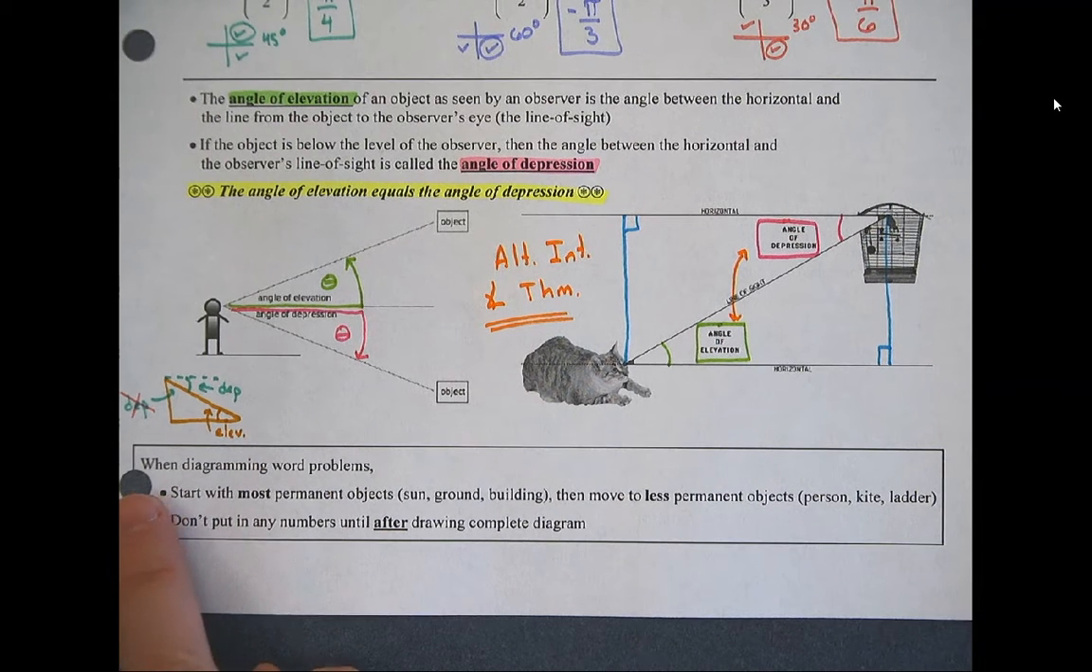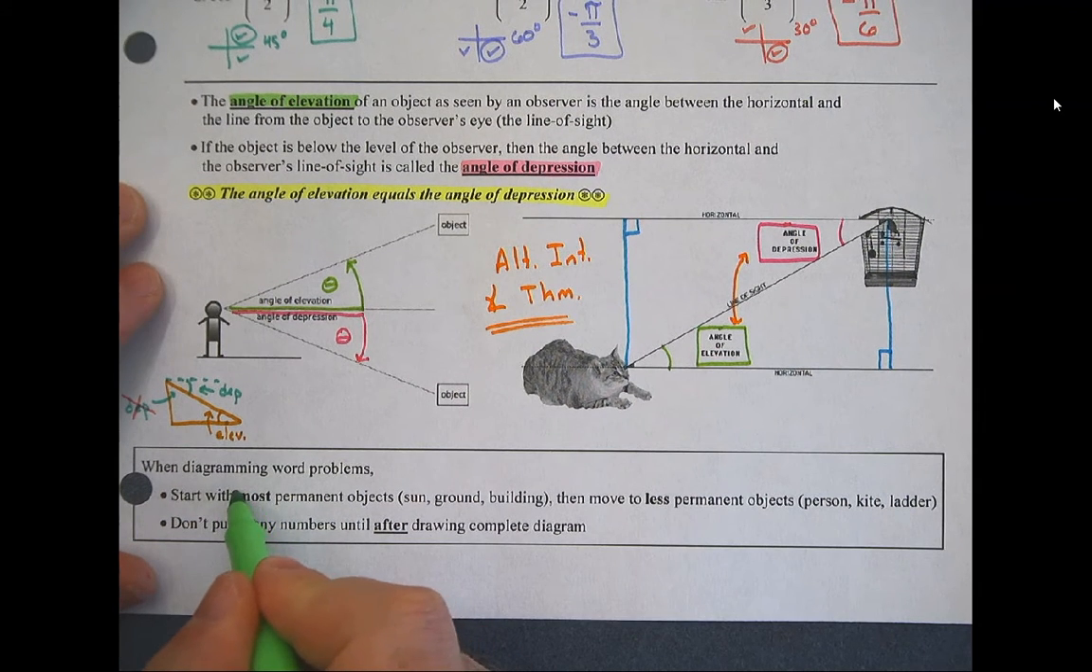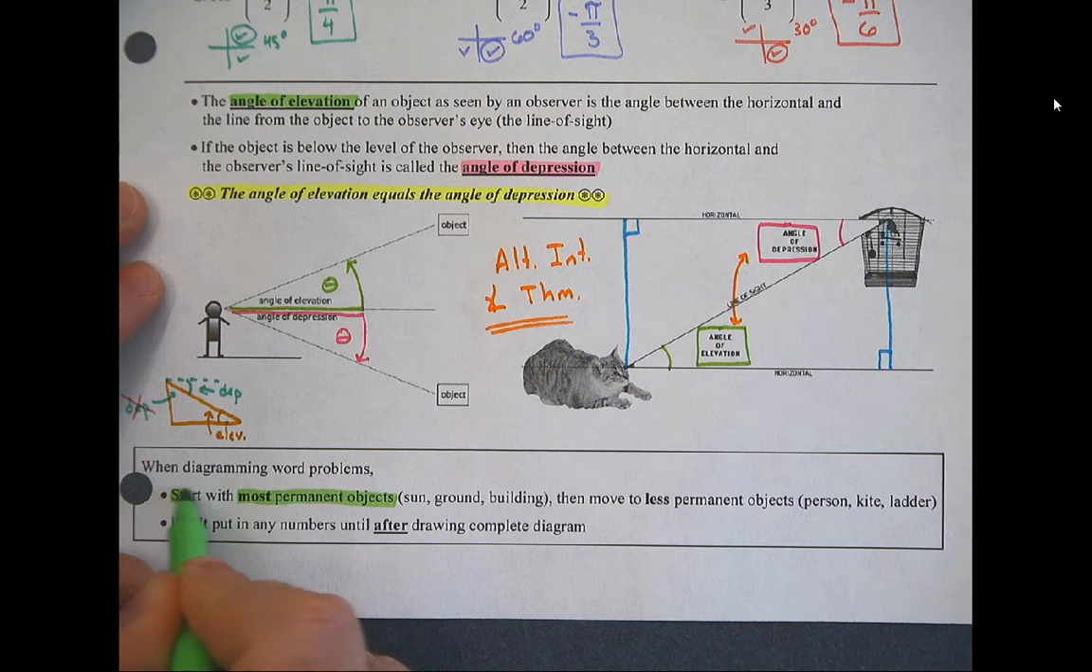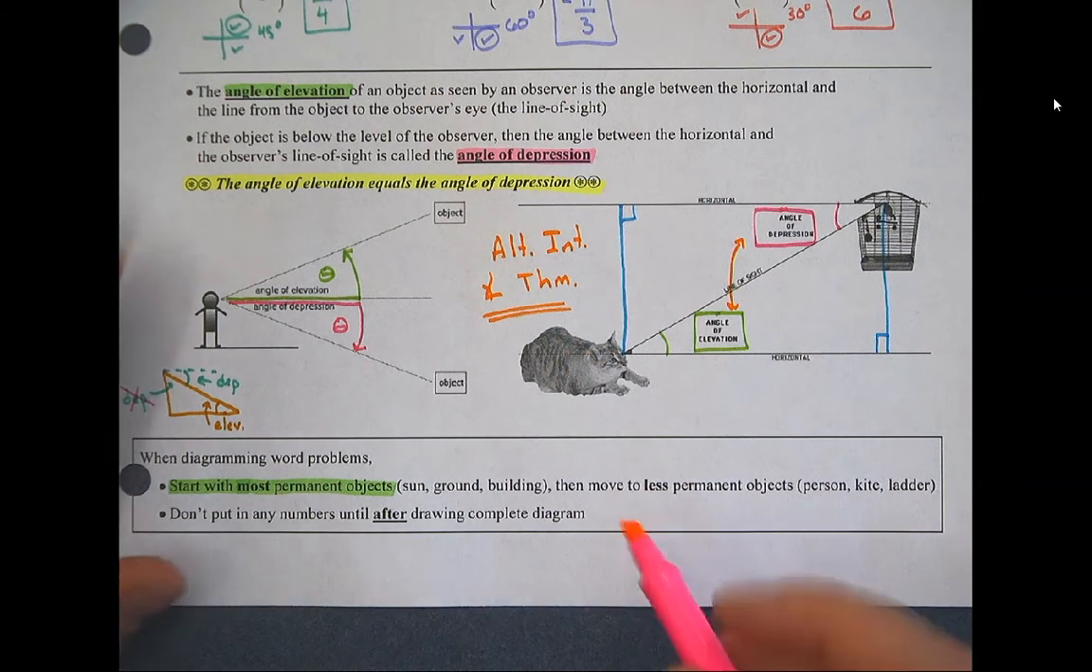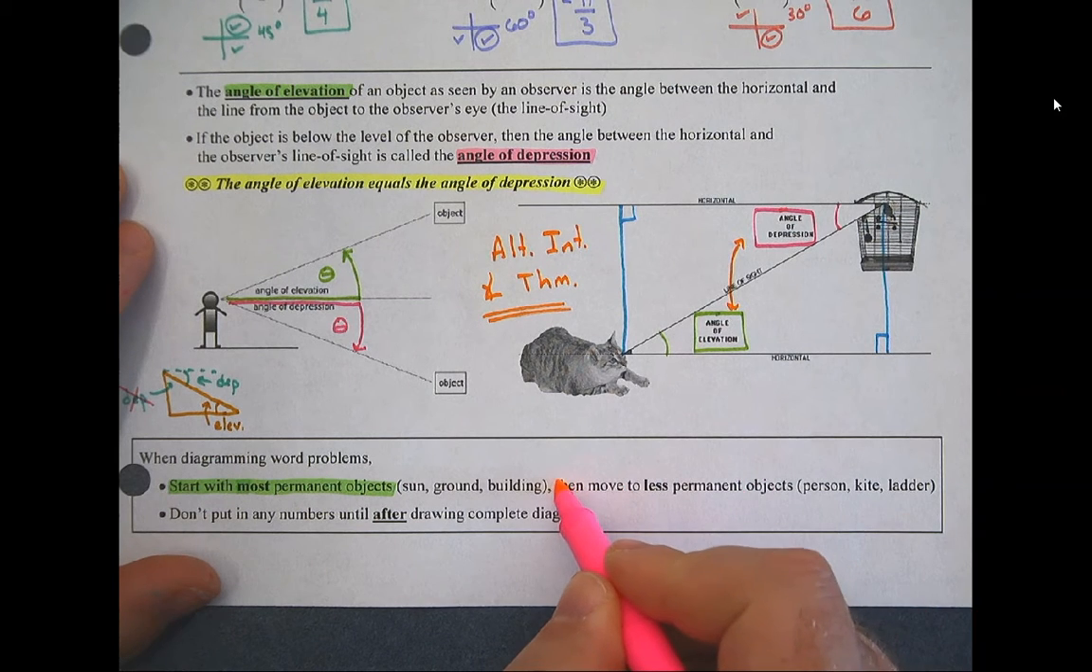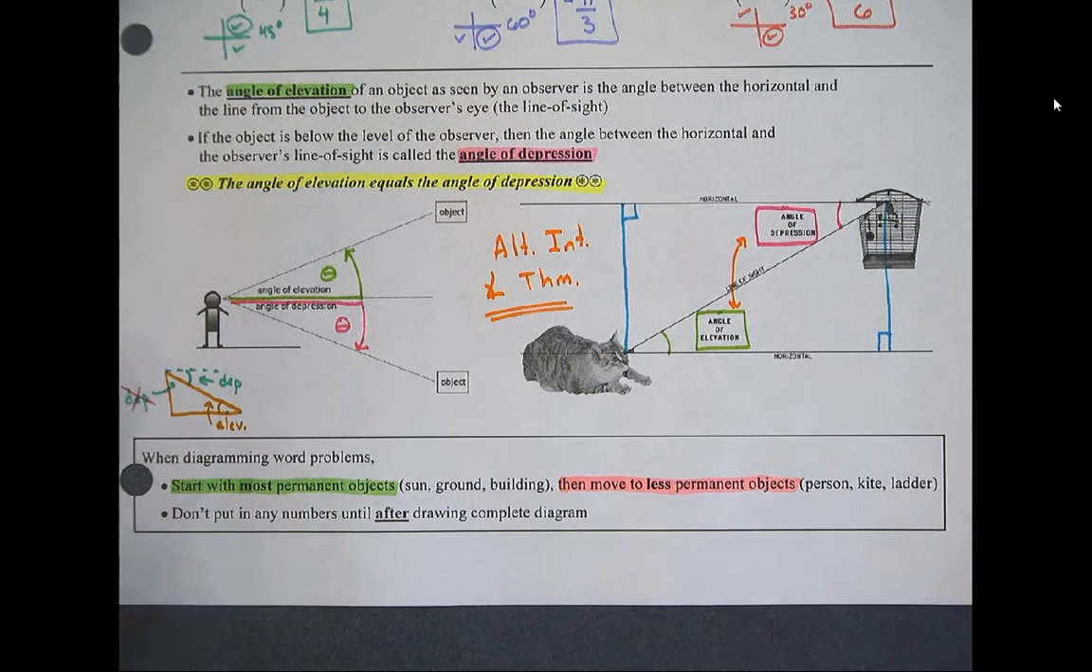One more note, when diagramming word problems, in other words, when you take the story and you turn it into a picture, you always want to start with the most permanent objects. Start with most permanent, then move to less permanent. Draw the most permanent objects first. The sun, for instance, is the most permanent object. A tree is less permanent than the sun, but more permanent than a person standing on the sidewalk, okay? That's the way you want to think about it.